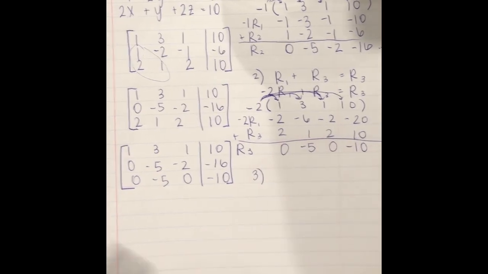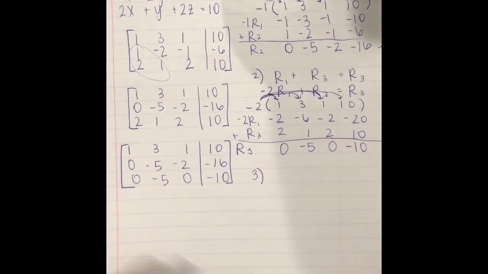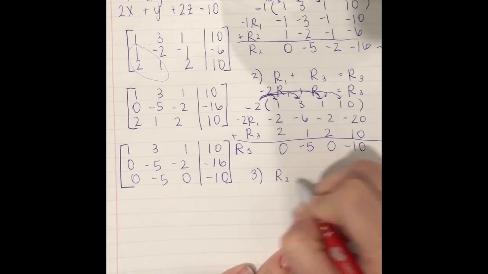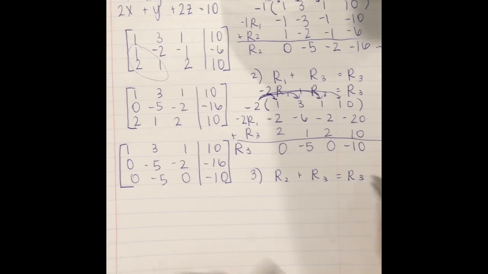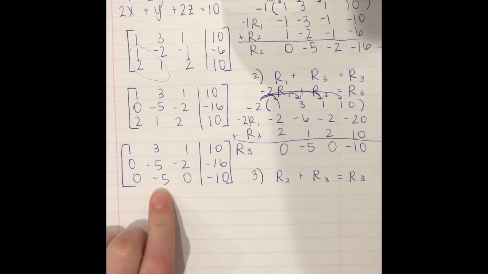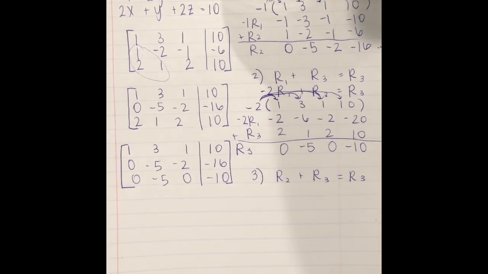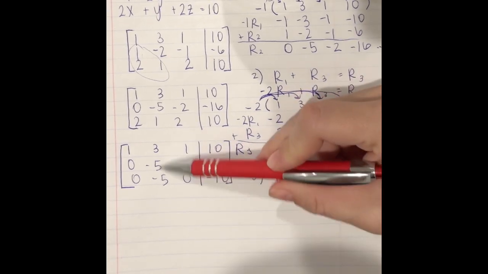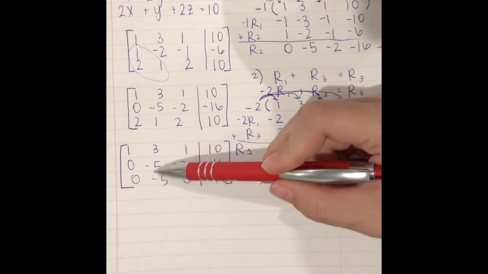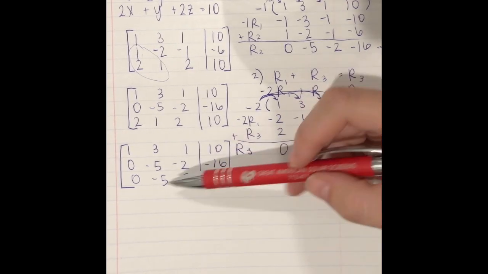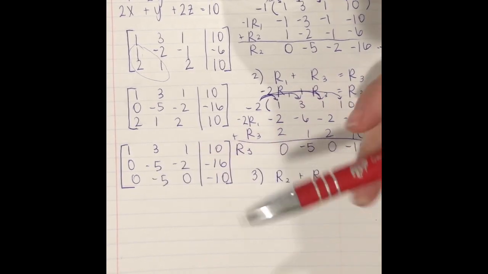So step 3 was that we were going to add row 2 plus row 3 together to get a new row 3 with 0 for the y, okay? If I were to add these two together, they're the exact same numbers. So negative 5 and negative 5 would give me a negative 10. I need them to be opposites. Same number, but opposite signs, right?